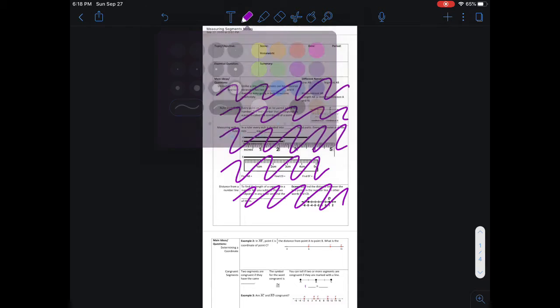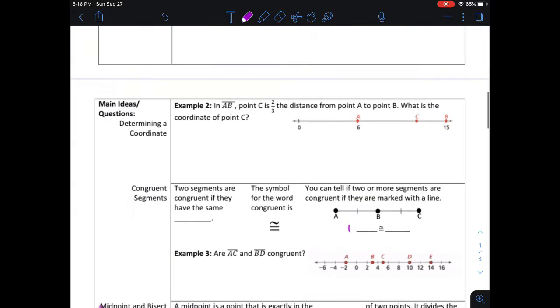Okay, moving on. First main idea that we're going to discuss is determining a coordinate. In example 2, I'm going to color code this as usual. In AB, which is here, A to B, point C is 2/3 the distance from point A to point B. What is the coordinate of C?